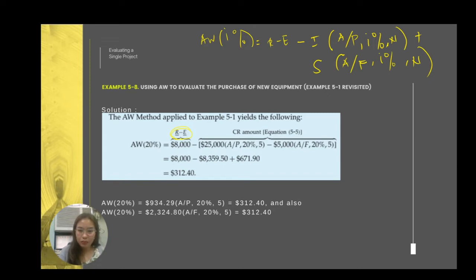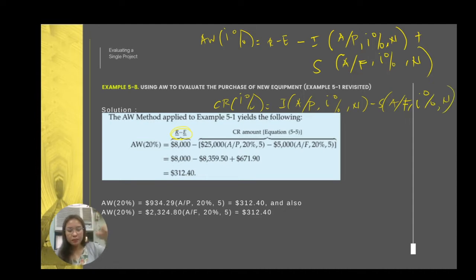And then you will also notice nga sa 5-5 na equation, this is equation 5-5, no? I, A/P, I percent, N, S, A/F, I percent, N. So with that, mao na ni siya here. Okay, so you have the 25K nga investment cost and ang 5K nga market value or imong salvage value. So simplifying that one, you will arrive with this equation.